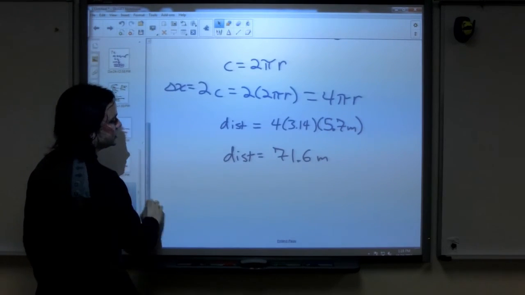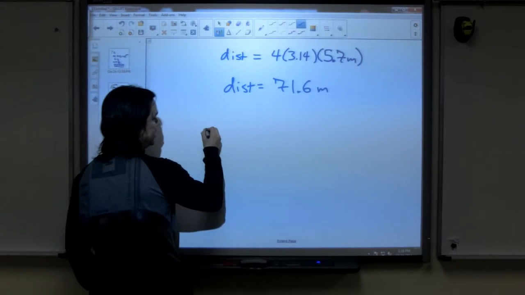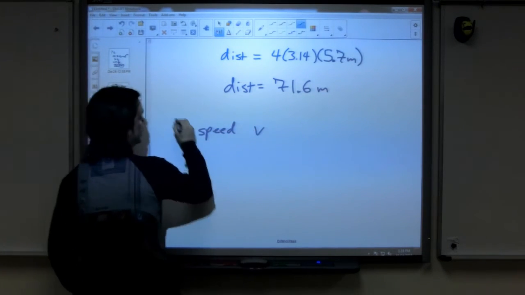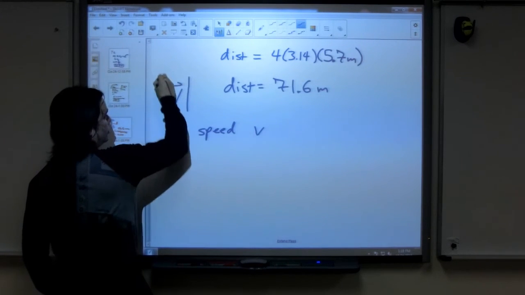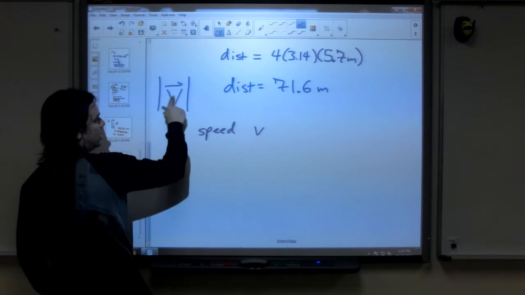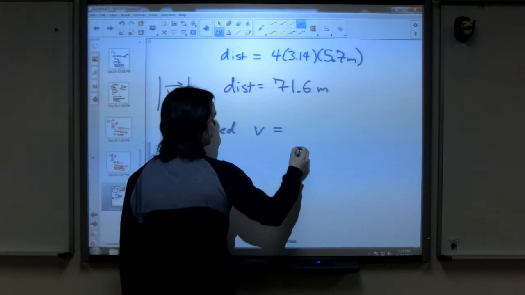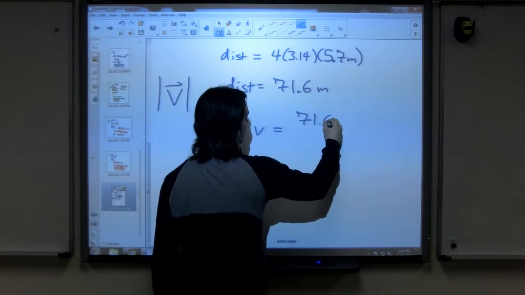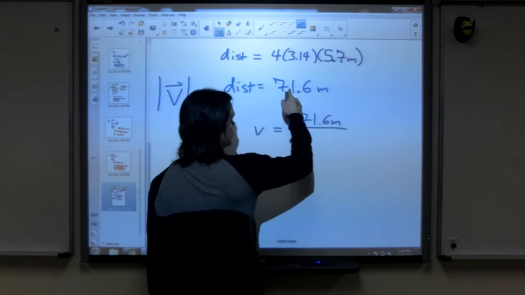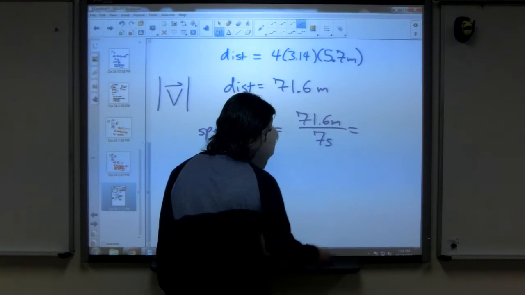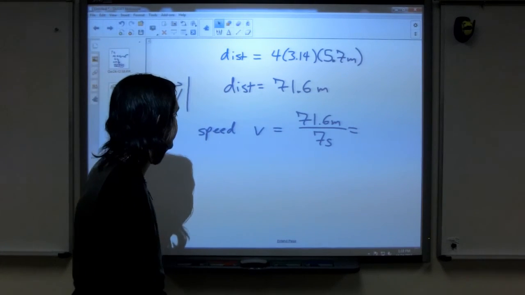All right, now we've got the distance. We wanted to find our speed, which is v. Technically, it is the magnitude of the velocity vector. But our speed is going to be equal to our distance, 71.6 meters, divided by the time it took for it to do 2 complete rotations. That was 7 seconds. So we're looking at slightly over 10 seconds.